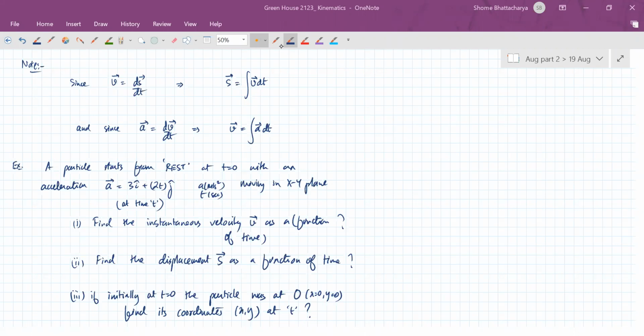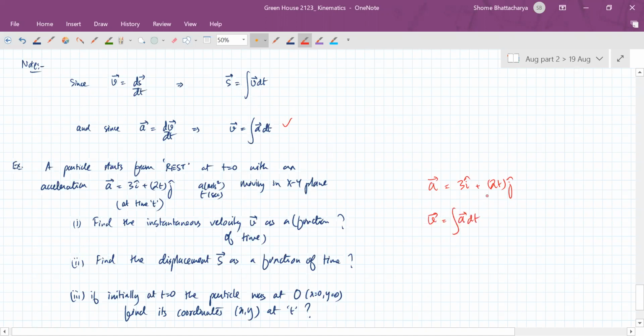So in this, just start with this definition. Okay, that acceleration, velocity is integration of this. Okay, so here your acceleration is given to you as 3 i cap plus 2t j cap. So velocity should be integration of acceleration with respect to time. So now apply this over here.